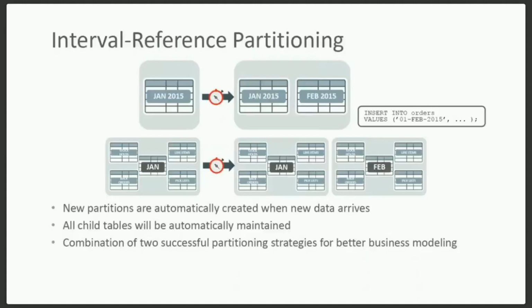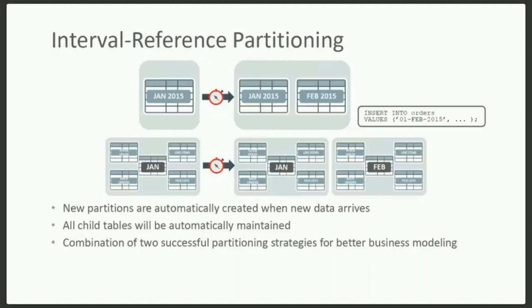And the parent table is getting its partitions as part of interval partitioning. So for every new month, a new partition gets created for the parent, but we also want to ensure that my child tables also have the same partitioning strategy applied to them. So as new partitions are being added on the parent, similarly for all the child tables, new partitions are being created to keep them in sync with the parent. So this is called interval reference partitioning. So we had interval partitioning earlier, we had reference partitioning, and now this is combining the best of both.